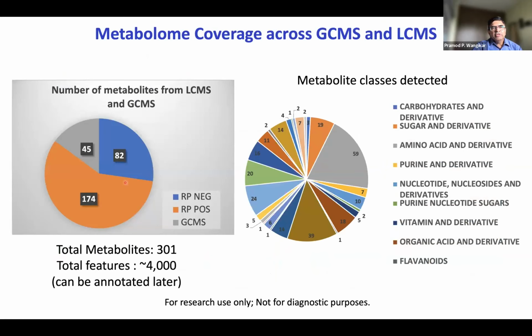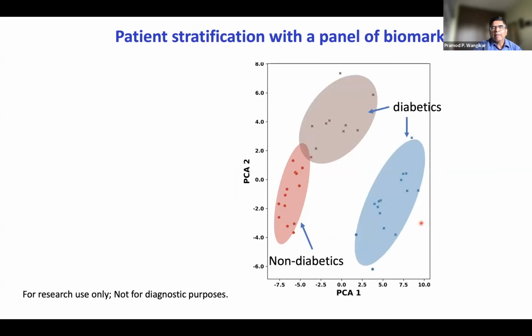So these are the features that we have seen. These are the metabolites that get annotated, over 300 metabolites, all kinds of sugars, purines, pyrimidines, organic acids, derivatives, vitamins, and so on. And as I mentioned, acylcarnitines is another thing.